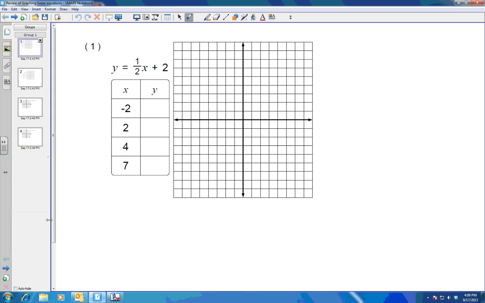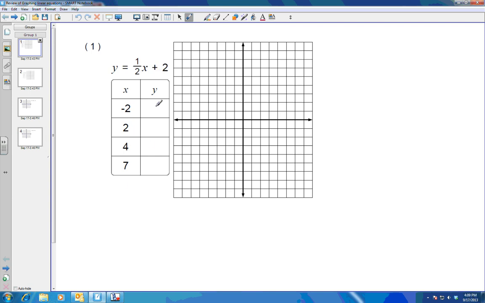Okay, this is our review for graphing linear equations, and we have to review graphing these equations because in the next couple of sections you're going to be graphing what we call piecewise functions. And so if you don't remember how to graph regular linear equations, then you're going to have problems with that. So we're going to graph y equals 1/2 x plus 2.